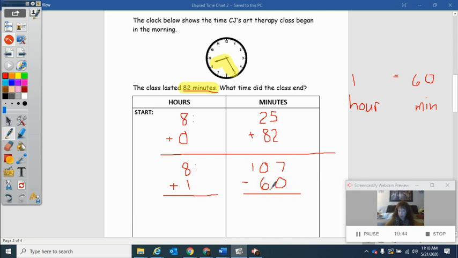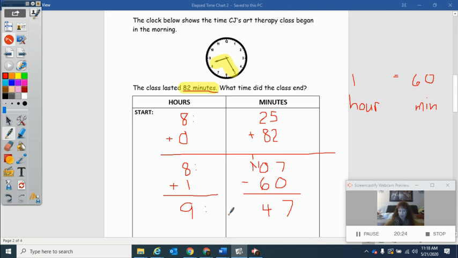Instead of 107 minutes, I'm going to change that to minutes and hours. So 7 minus 0 is 7. I cannot do 0 minus 6, so I'm going to borrow. Make that a 10. 10 minus 6 is 4. So I've got 47 minutes. But the 60 minutes, I've got to change that into an hour. It didn't just disappear. I'm going to add the hour in over here on my hour side. So I get 9 hours and 47 minutes.